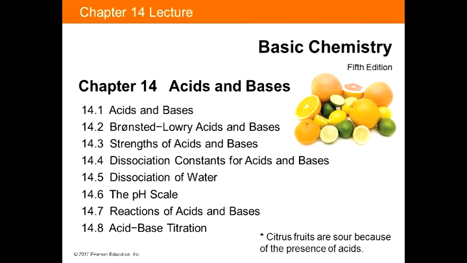Acids and bases, and so you see the outline shown here on the slide. We'll go through acids and bases, Bronsted theory, strength of acids and bases, dissociation constants. You can guess what those are going to be, right? Products over reactants again. Dissociation of water is going to be products over reactants. The pH scale, reaction of acids and bases. You know how to balance equations, you know how to do reactions, and you now know how to do reactants over products for equilibrium, acid titrations.